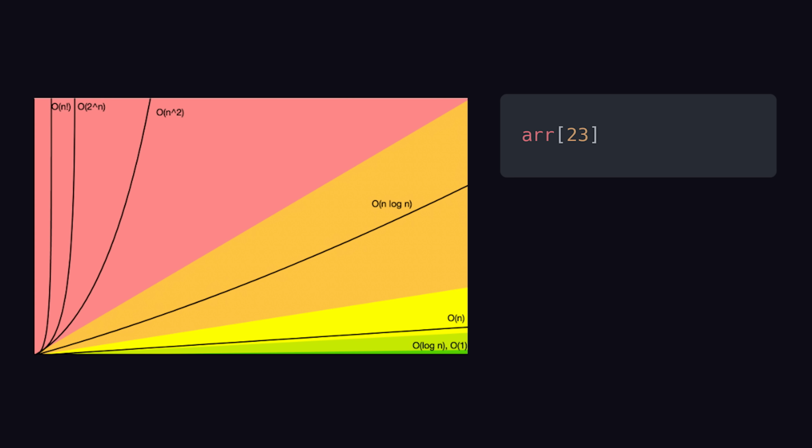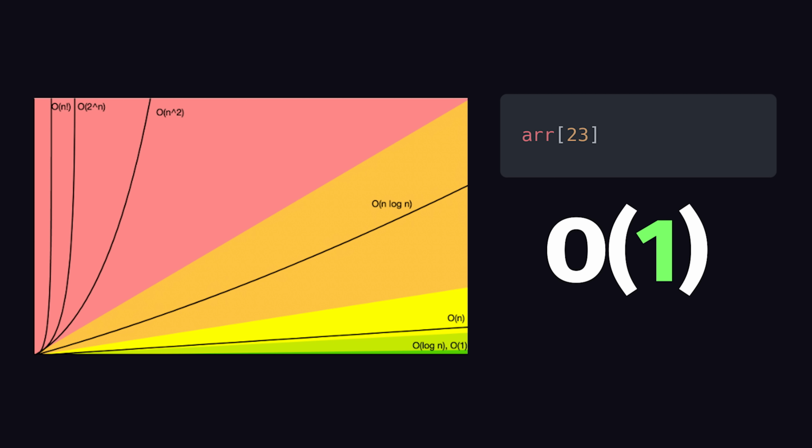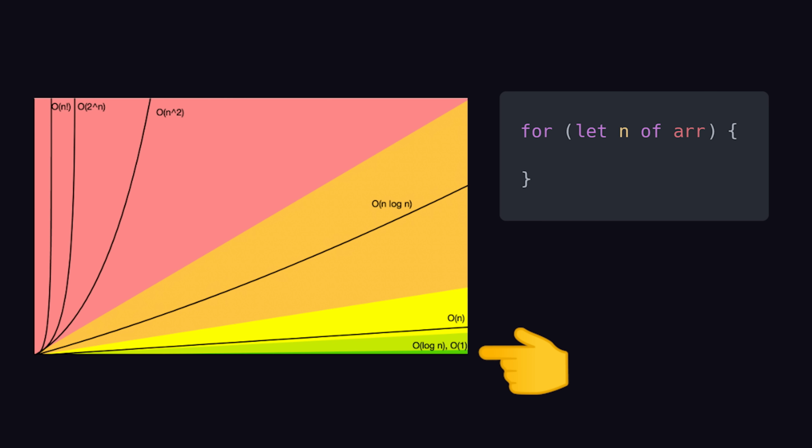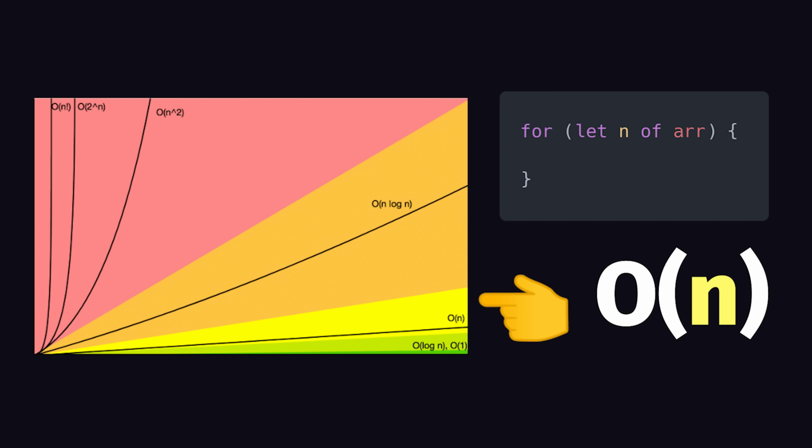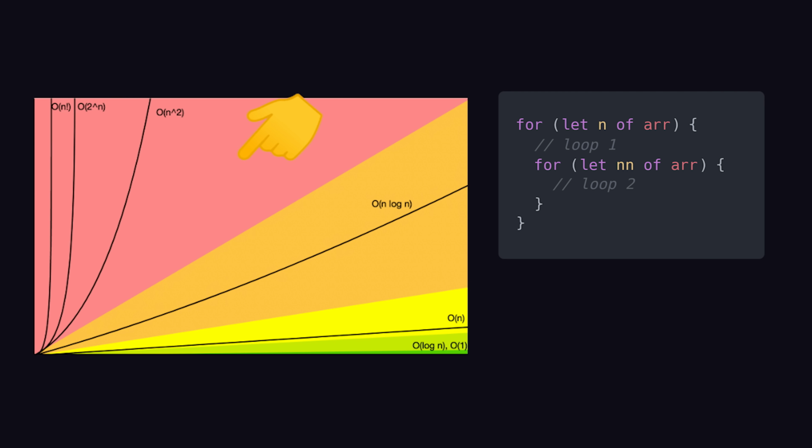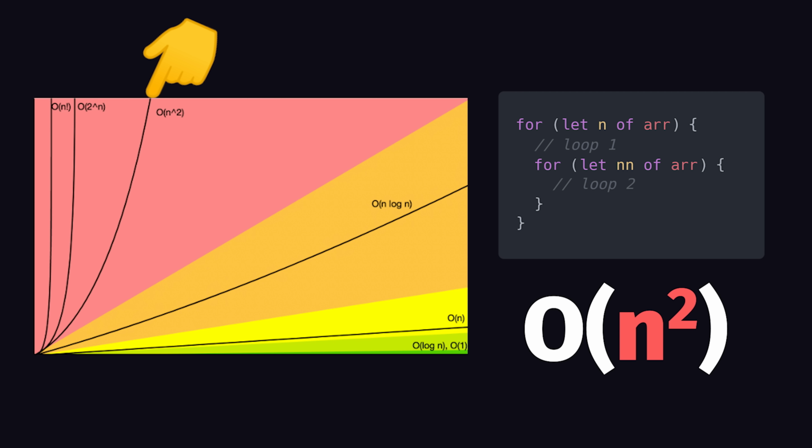Like if we read a single element from an array, that would give us O of 1, or constant time, which is extremely fast and simple. If we need to loop over an array, that would give us O of n, where n is the length of the array. But if for each iteration in that loop, we loop over the same array again, that would give us O of n squared, which would be far less efficient.